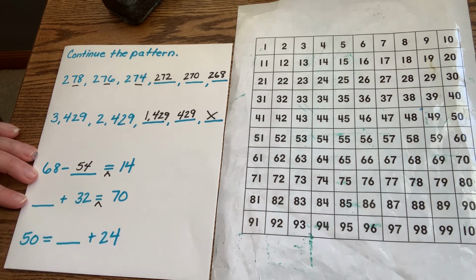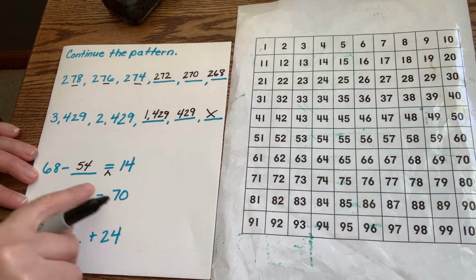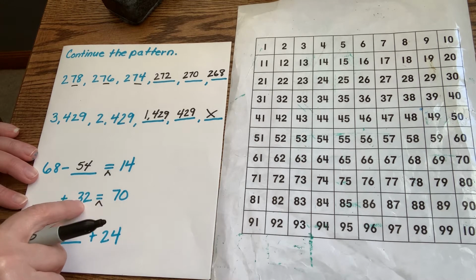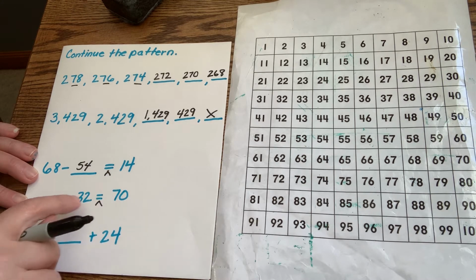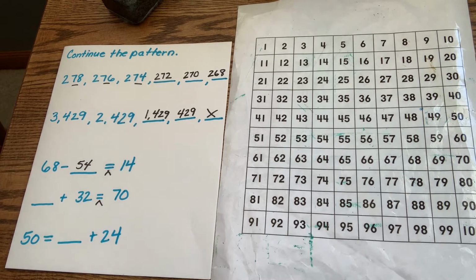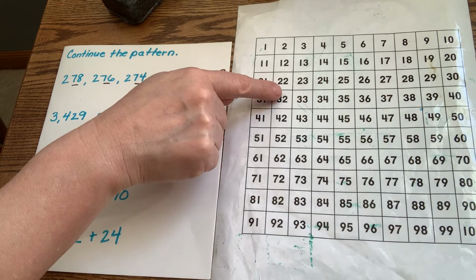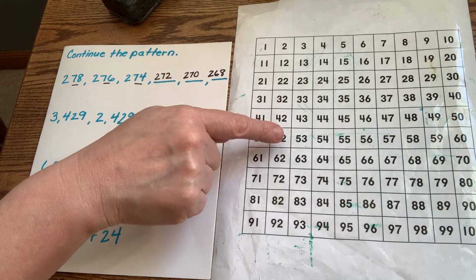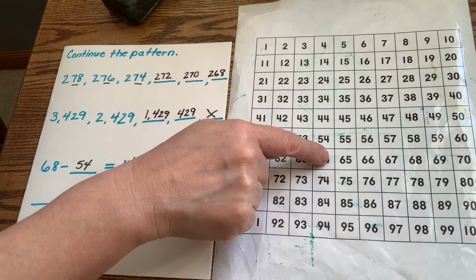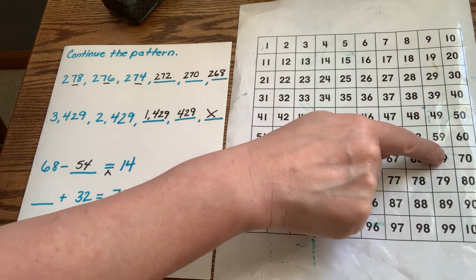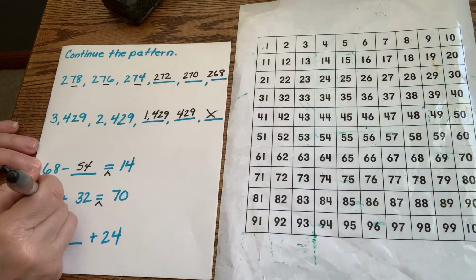Also, again, now think of your teeter-totter. You have 70 on this side, and you have 32 over here. So you're going to need a number that you're going to add to the 32 to get to 70. So start at your 32, and you're going to go to 70. So 10, 20, 30, 31, 32, 33, 34, 35, 36, 37, 38.